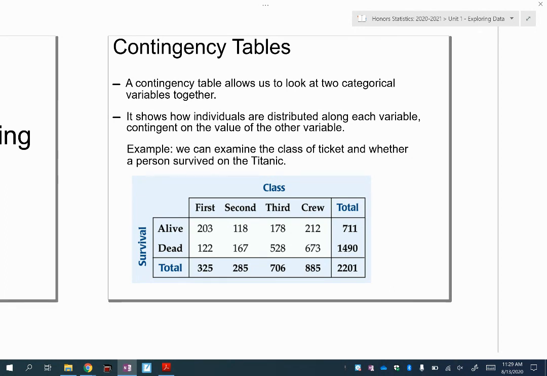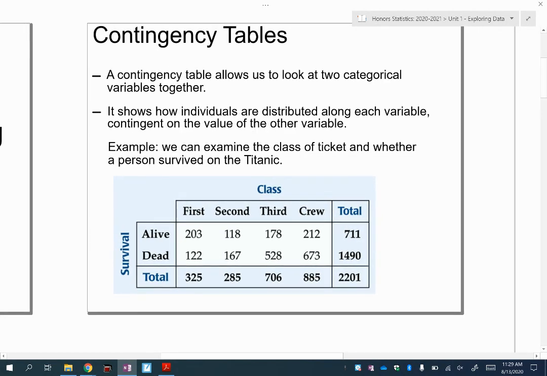Okay, so let's start by just talking about contingency tables. A contingency table, or a two-way table, that's another way to describe this table, allows you to look at two categorical variables at the same time.